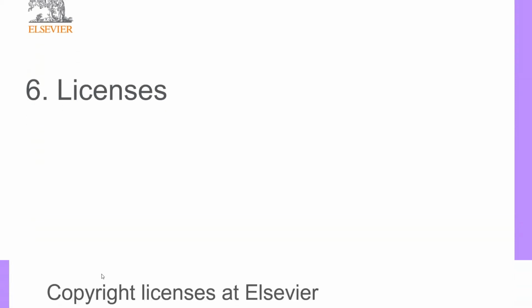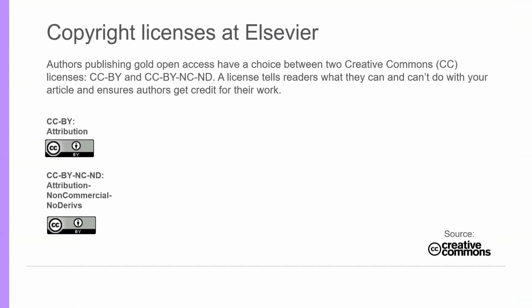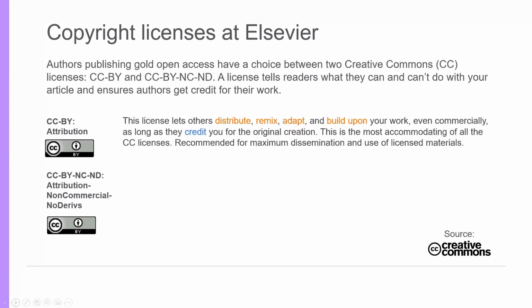Okay, and let me tell you a little bit about licenses for open access if you want to publish with Elsevier. All authors publishing gold open access have a choice, and there are two different Creative Commons licenses you can choose: CC BY or CC BY-NC-ND. If you are not familiar with Creative Commons licenses, there is a Creative Commons website with all the detailed information about all licenses, but let me briefly tell you what this is about.